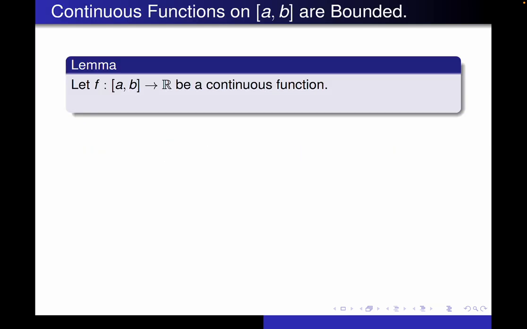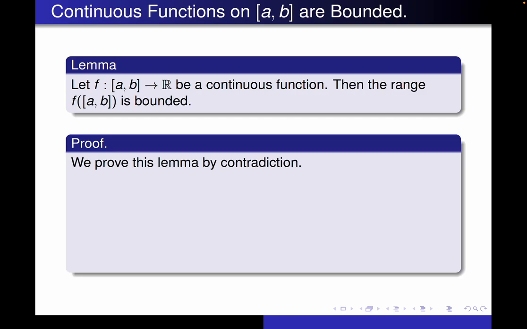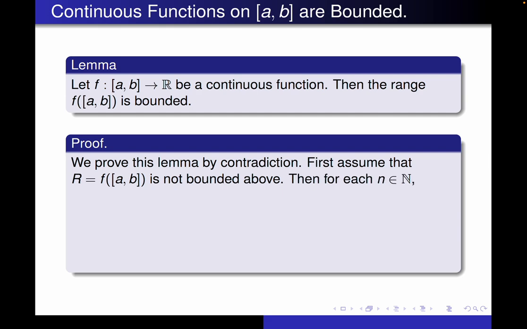So the first one is: let f be a function from the closed interval [a, b] to the real numbers. Let that be a continuous function. Then the range is bounded. So we're going to prove this by contradiction, which means we're going to assume that the range is not bounded above. We have to consider the case where it's not bounded below as well, but as we will see, it's going to be very similar.